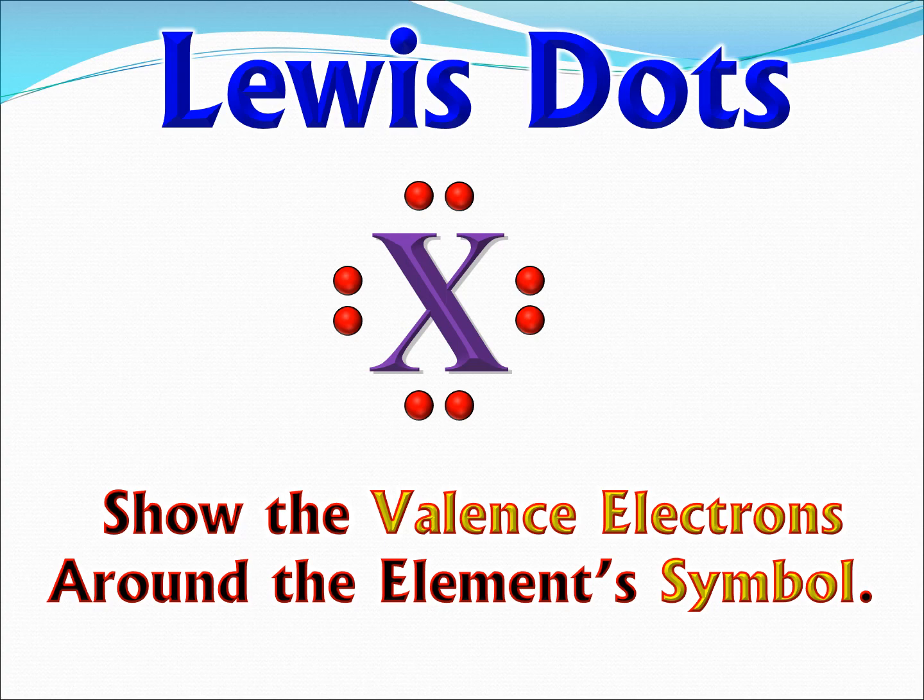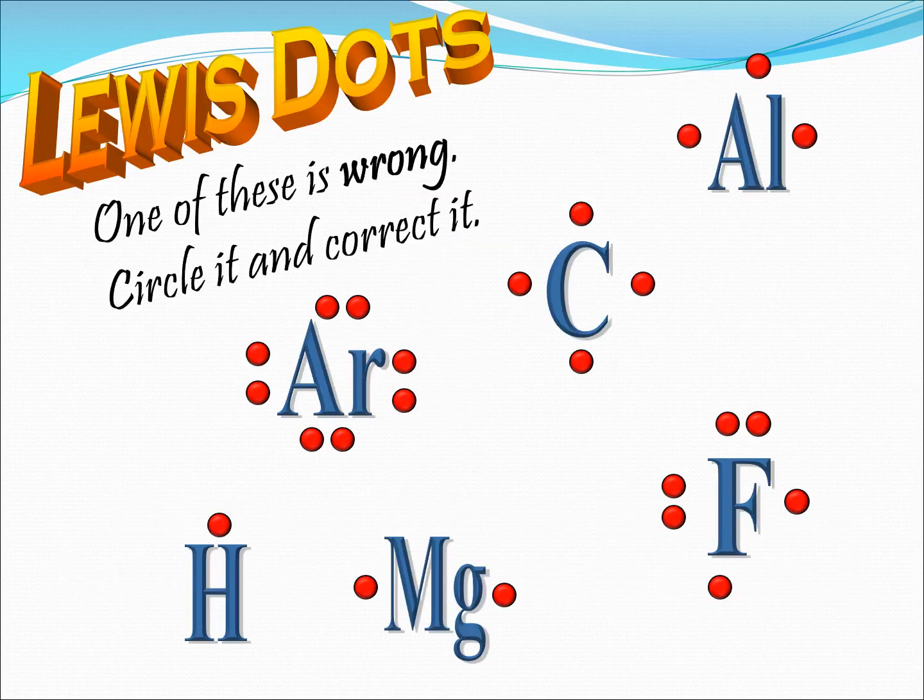So this is how we show Lewis dots. This is going to be critical for a lot of things we do in chemistry. So even though it's easy, make sure to get it right. Try to get it 100% correct. So here's an example. One of these is wrong. I wonder which one. Let's see.